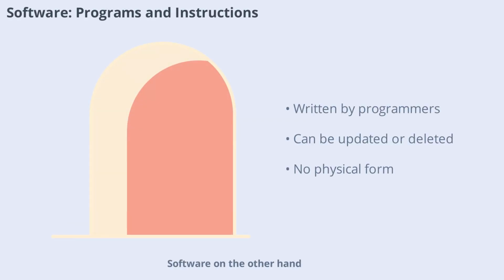Software, on the other hand, consists of lines of code and instructions written by programmers. These instructions tell the hardware exactly how to perform tasks. Software can be updated, modified, or deleted without changing any physical part of the computer. It's flexible and can be customized to suit different needs.